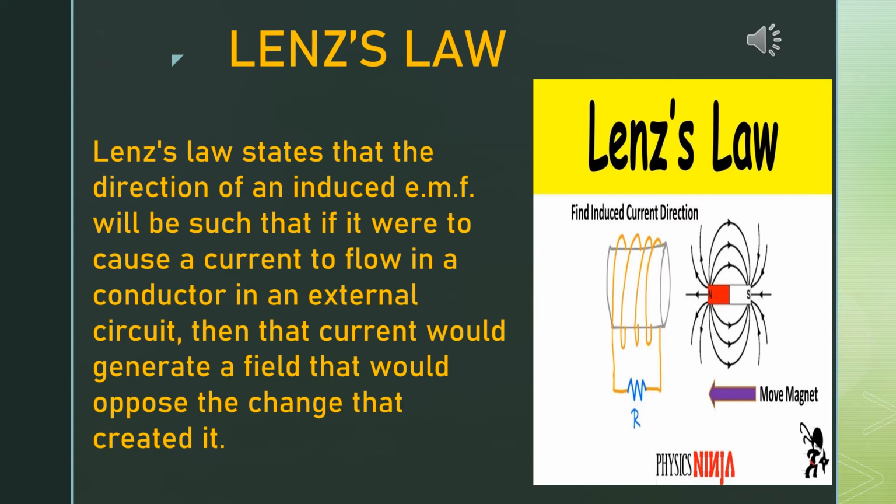Lenz's law is based on the law of conservation of energy. It shows that the mechanical energy spent in doing work against the opposing force experienced by the moving magnet is transformed into the electrical energy, which is the cause of current flow in the coil.